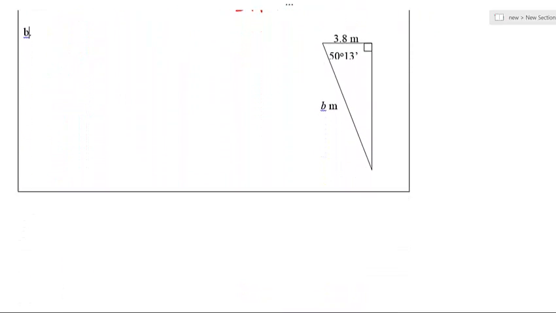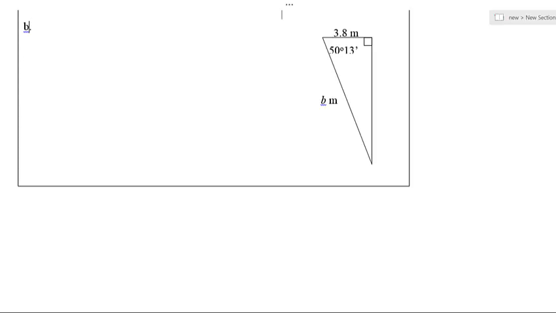Scrolling down to the second question, we have an angle that's 50 degrees 13 minutes and we have two sides. Before we begin, we need to identify the sides and their relationship to the angle. This is our angle here. You can see right away the longest side is the hypotenuse, and the hypotenuse is represented by the letter B. And this side here is not opposite the angle. It's actually adjacent to the angle. It's right next to it, so it's the adjacent side.